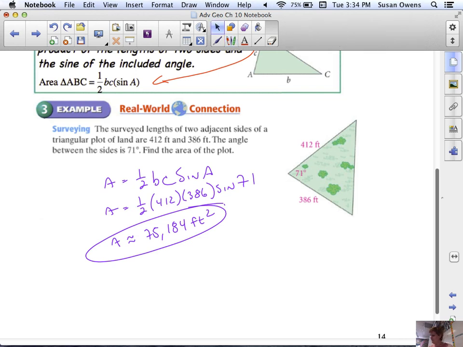Okay. Now, I might not be given the two sides and the angle that's between them, so the next thing we're going to learn is some ways that I can find sides of a triangle if I'm given other parts of the triangle.